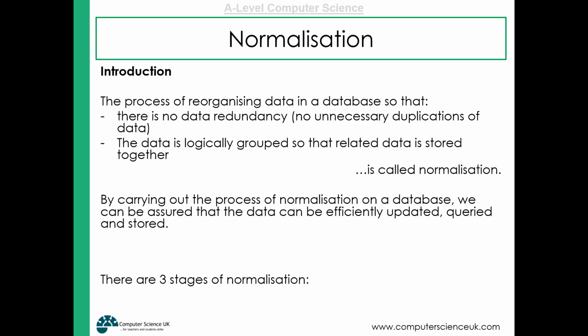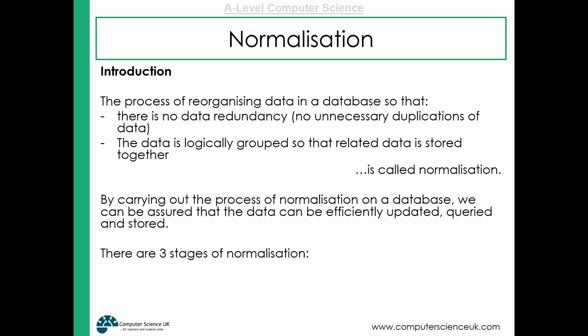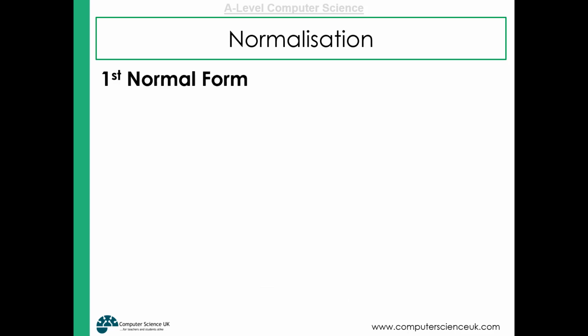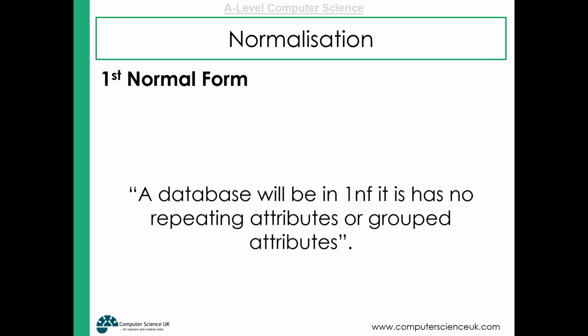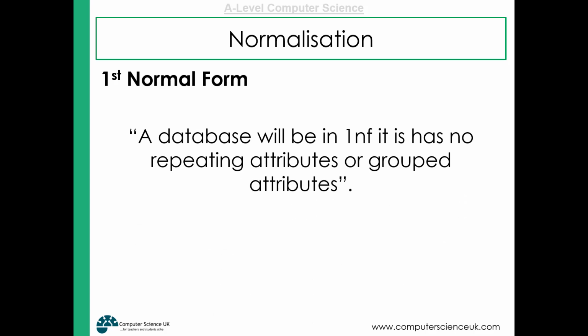Now, in order to do normalization, we go through three stages. So first normal form, second normal form, and third normal form. And the whole point of this is so that we can be assured that data can be efficiently updated, queried, and stored. So let's have a look at first normal form. The rule for first normal form is that the database will be in first normal form if it has no repeating attributes or grouped attributes.